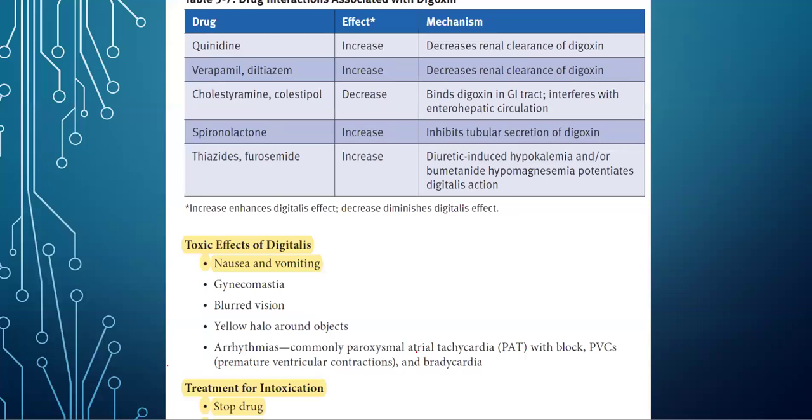So if digoxin toxicity happens, what will be the symptoms? The most common symptoms are nausea and vomiting. Apart from that, gynecomastia and blurred vision. They can also see a yellow halo around the objects. Digoxin toxicity can cause almost any kind of arrhythmia, but the most common are paroxysmal atrial tachycardia and premature ventricular complex, PVC. So if a patient on digoxin comes to you with sudden nausea, vomiting, blurry vision, yellow halos around the objects, then you think it is most likely digoxin toxicity.